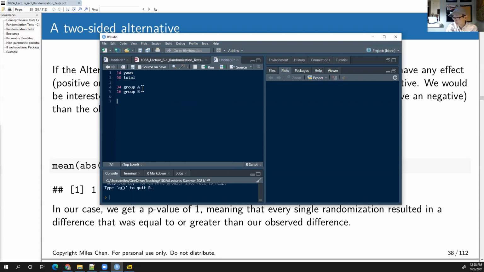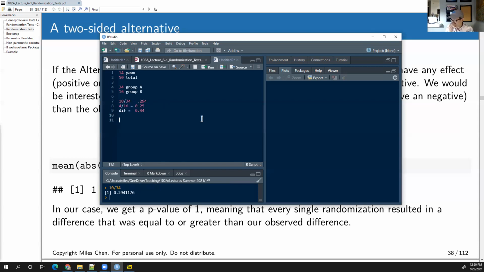So right now we have 10 out of 34 versus 4 out of 16. 10 out of 34 is like 29%, right? 0.294, versus 4 out of 16, which is 0.25. Okay, so that's a difference of 0.044. The difference is this, right?